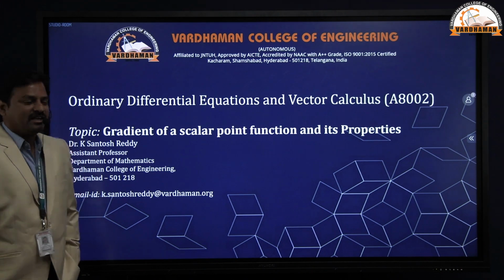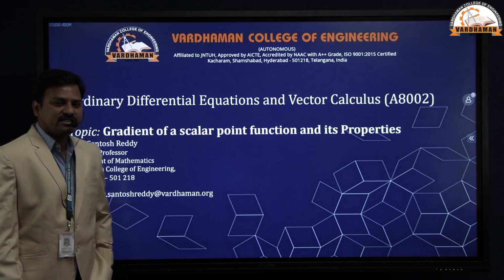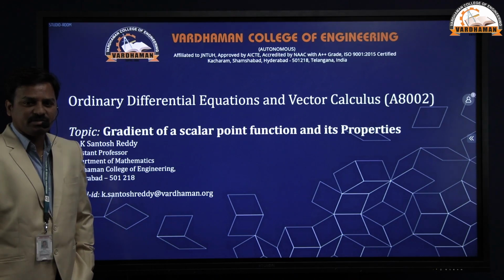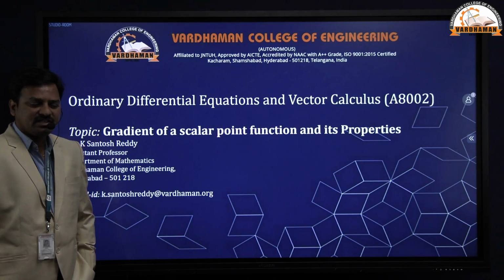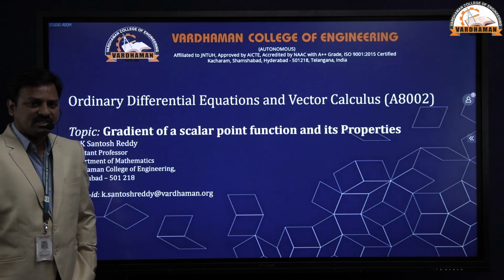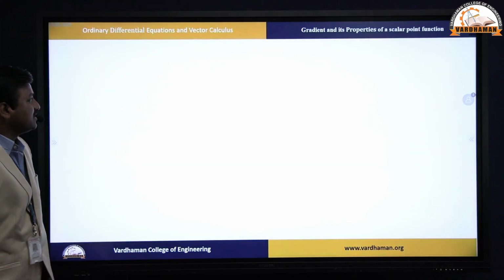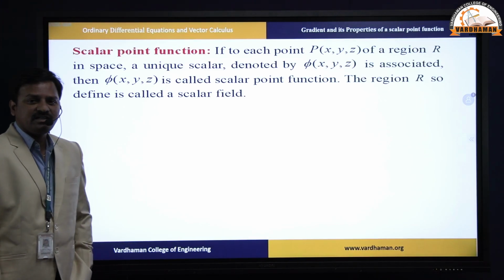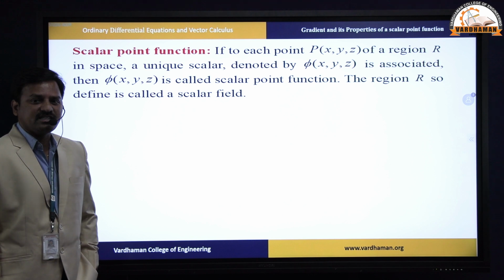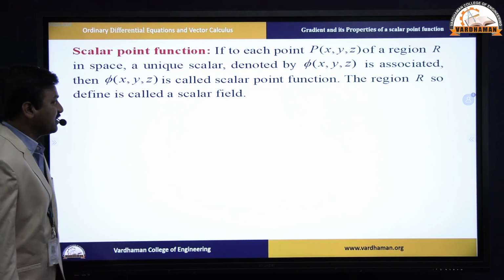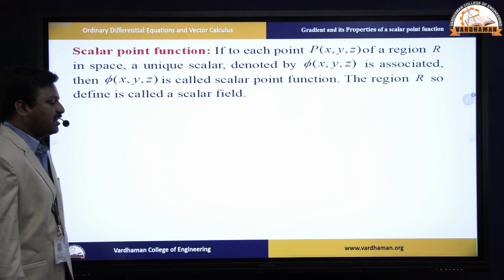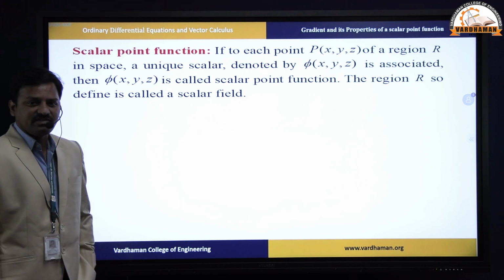Hello everyone. In this video we are going to discuss scalar point function and its properties. Before taking the definition of gradient, we have to know some definitions. So the first definition is scalar point function. For each point P of x, y, z, there exists a scalar phi of x, y, z. Then phi of x, y, z is called a scalar point function and the region R is called a scalar field.